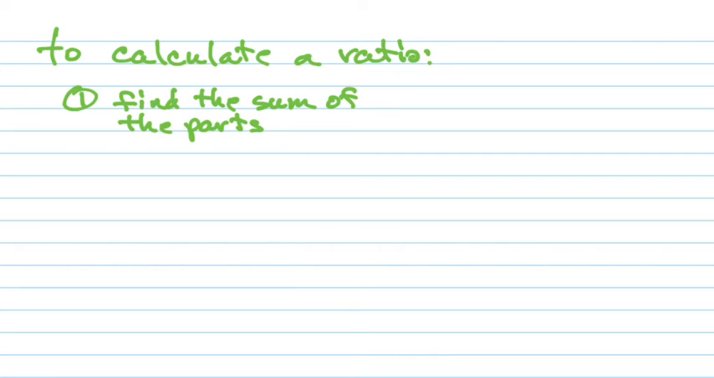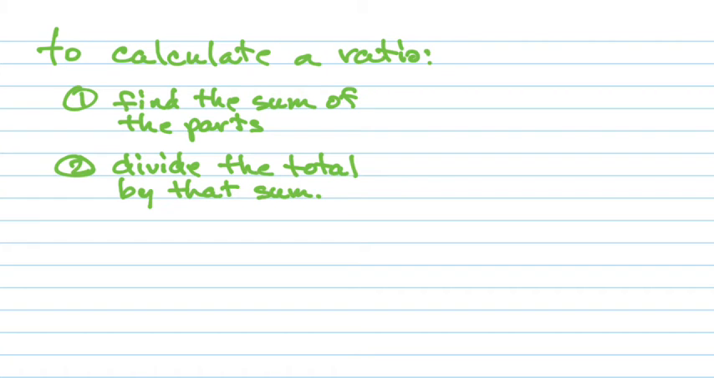Sum means you're adding. So say I gave this student 3 pieces of candy, this student 5 pieces of candy, so I gave out 8 total pieces of candy, right? So that's the sum of the parts. Sum means you're just going to add them together, yeah? Then we'll divide the total by that sum.